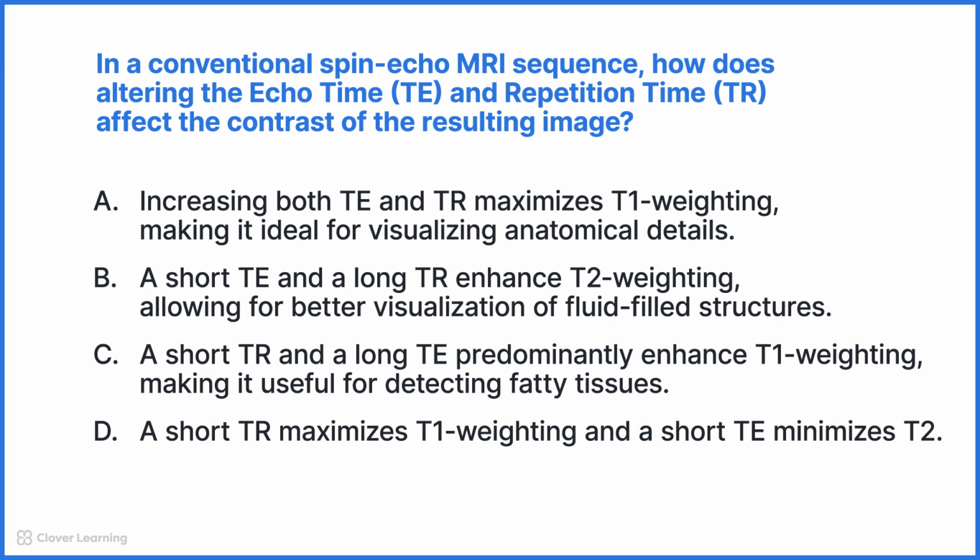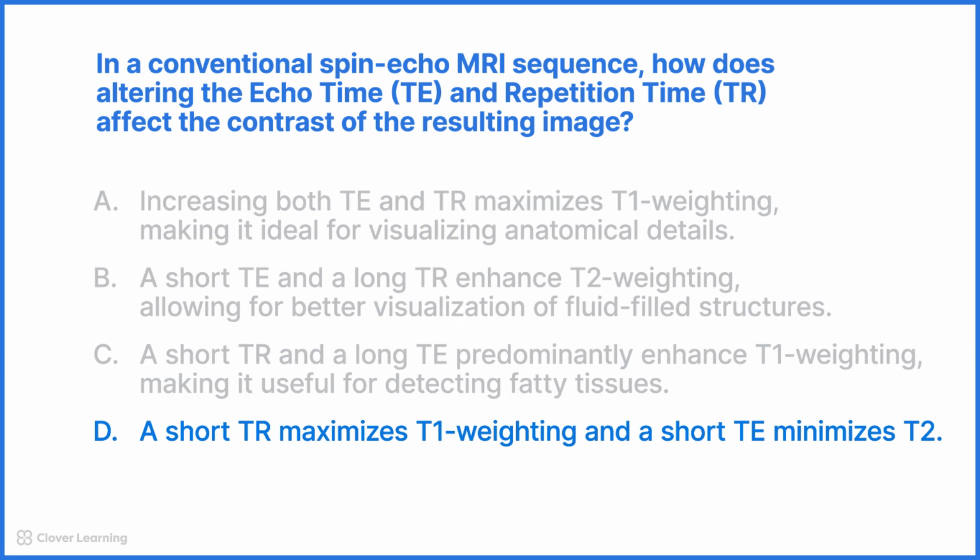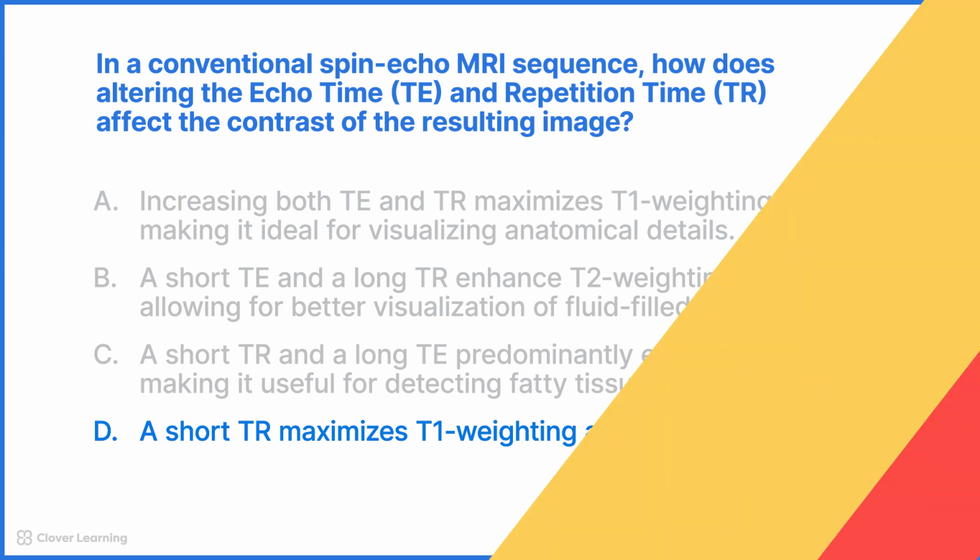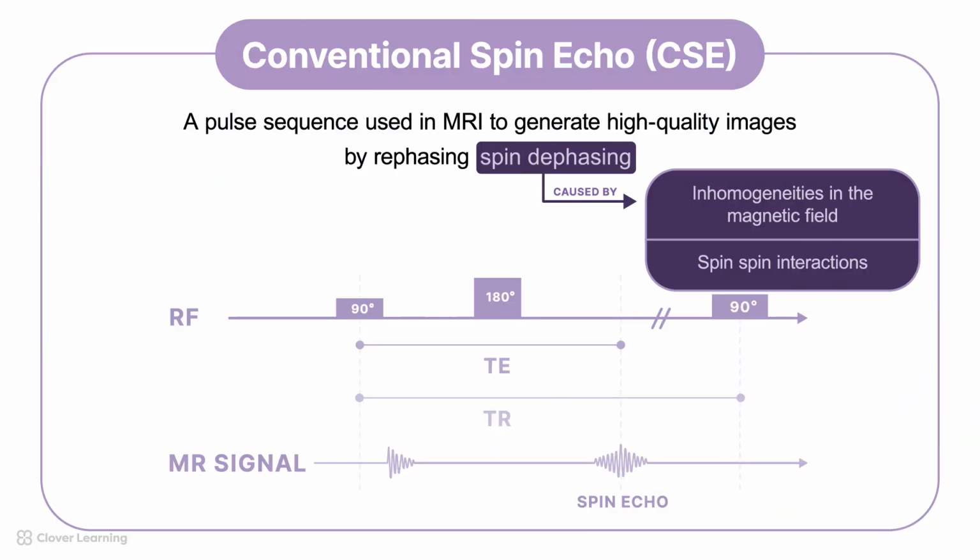D. A short TR maximizes T1 weighting, and a short TE minimizes T2, while a long TR minimizes T1 weighting, and a long TE maximizes T2 weighting. Correct answer: D. A short TR maximizes T1 weighting, and a short TE minimizes T2. In summary, conventional spin echo, or CSE, is a pulse sequence used in MRI to generate high-quality images by rephasing spin dephasing caused by inhomogeneities in the magnetic field.